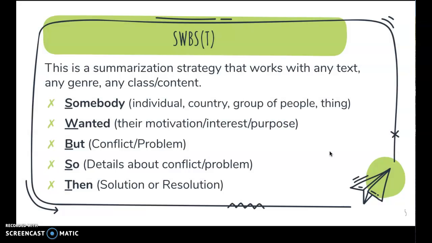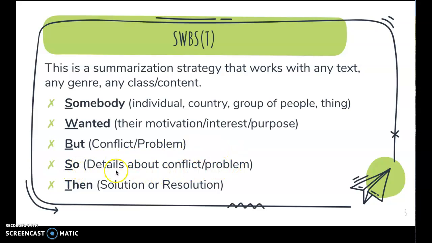Another one is somebody wanted but so then, and you might see it abbreviated in this way. This actually works with any text, so it doesn't have to be nonfiction. It can be fiction as well, in any genre and any class. So you could also use this in history, just like you could with English or language arts, and you might have heard this before. So somebody, which is a person or a group of people, they wanted something, but something happened, a conflict or a problem.